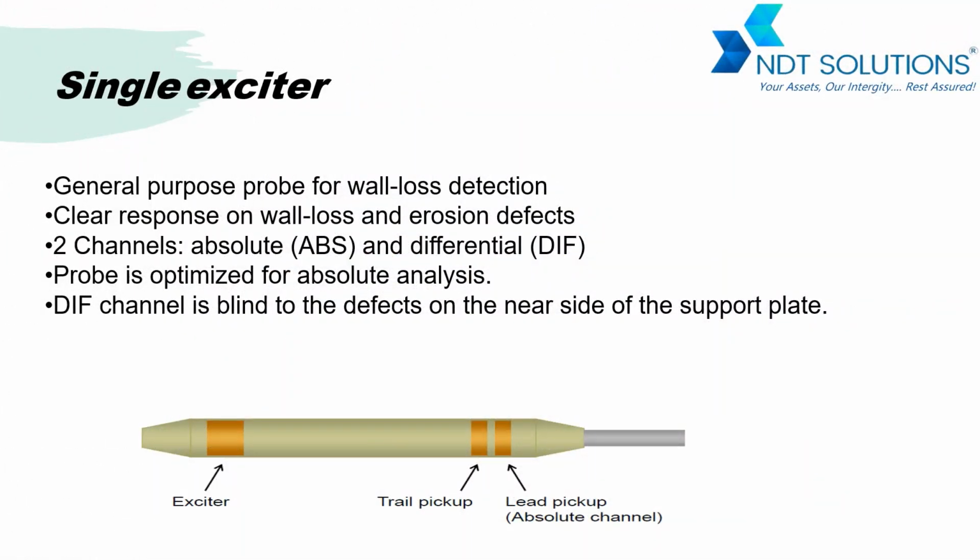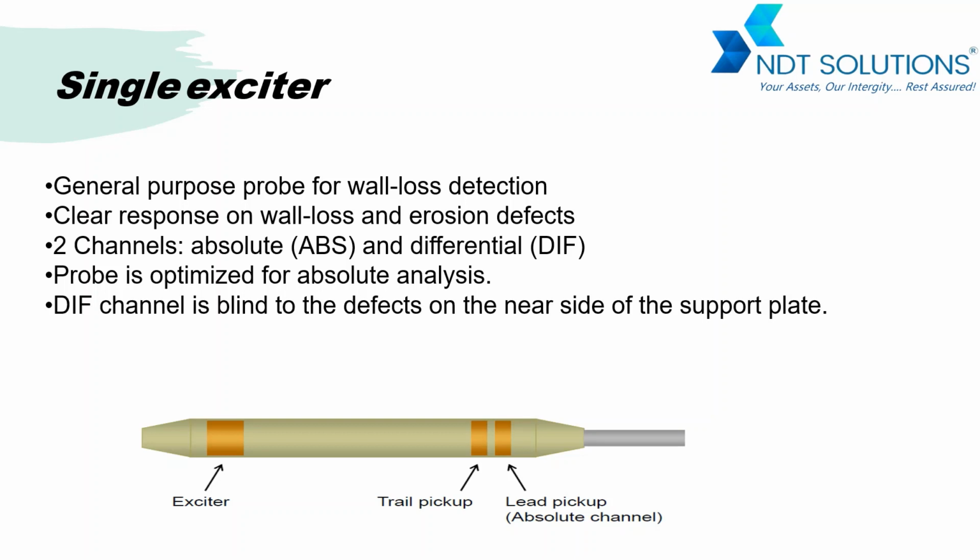In RFET, basically three kinds of probes are available. First is the single exciter, then the dual exciter, then the dual pickup probe. There are differences and there are applications for where and why we can use each of these three probes. Mainly the single exciter and dual exciter probes are used all over the world.